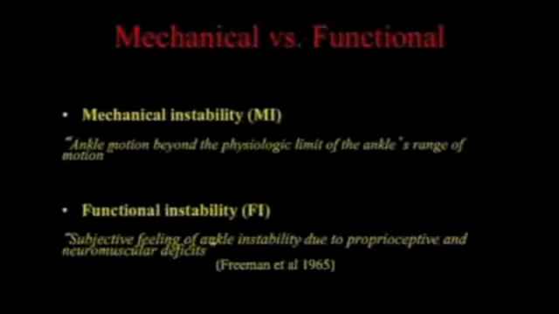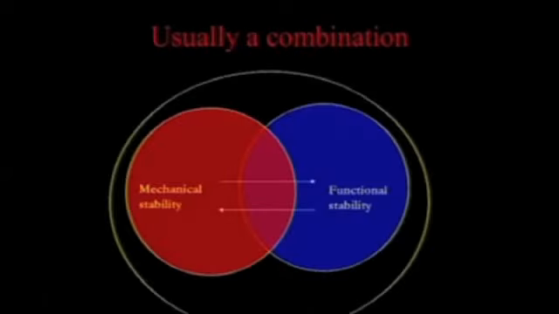Okay, there's a concept of mechanical versus functional instability. The mechanical one is where you move your joint beyond the physiological limit of the ankle joint's range of movement, and that's your mechanical instability. But sometimes it's the subjective feeling. So when you're examining your patient, and we'll come to that in a second in your stability testing, your patient may not have a classic anterior drawer, but will complain of the ankle feeling unstable, and that's usually due to proprioceptive or neuromuscular deficits. But usually you find a combination of these two, so look out for both.